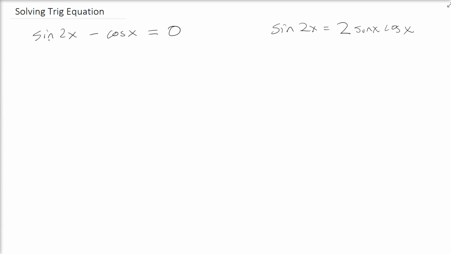So we're just going to replace the sine of 2x with this term here, 2 times the sine of x times the cosine of x. We have 2 sine of x cosine of x minus the cosine of x is equal to 0.